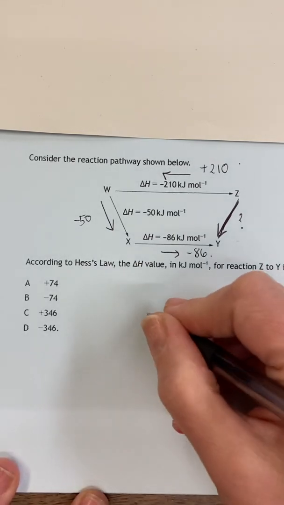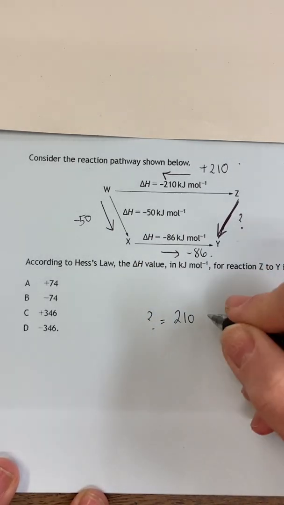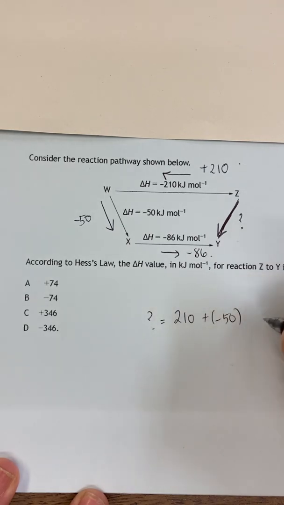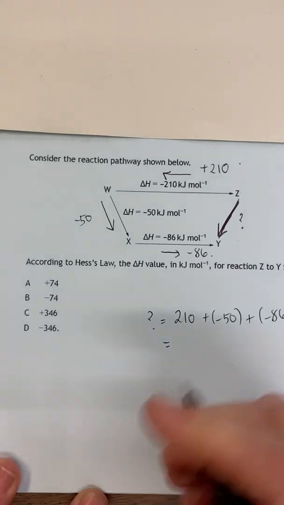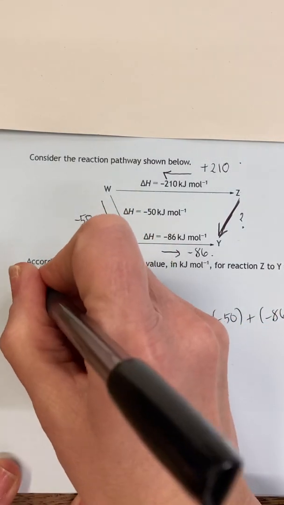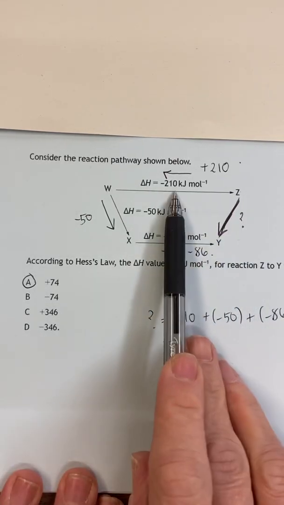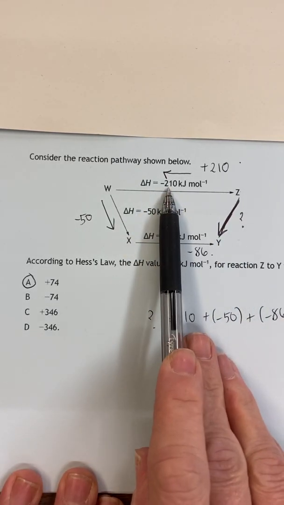So when we come to find the enthalpy for the question mark, we've got positive 210 plus negative 50 plus negative 86. And when you add those together, you get the value of 74. So the answer is A there. So it's making sure that you're noting if you flip the arrow direction, you have to flip the sign.